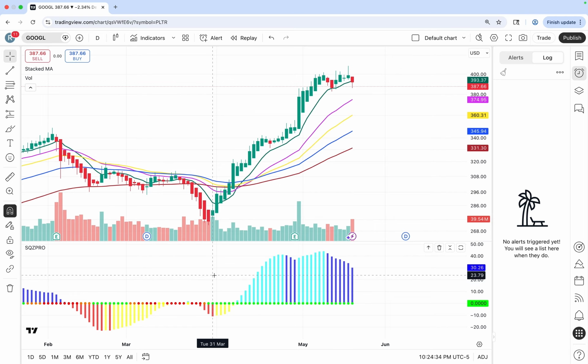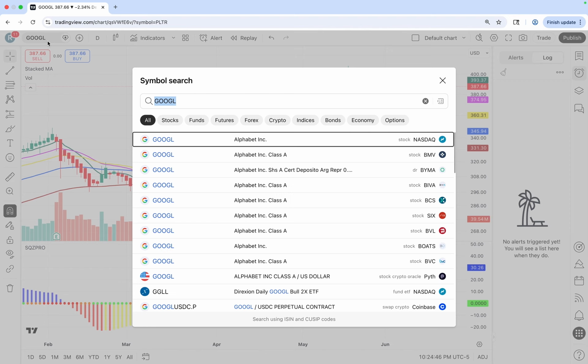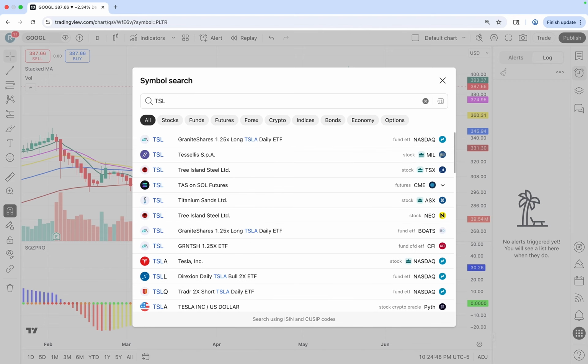And again, this works for any asset. I'm looking at a chart of Google. The squeeze works not only for longs, but it works for puts as well. Let's just look at another stock really quickly. That's Google, so let's look at Tesla.